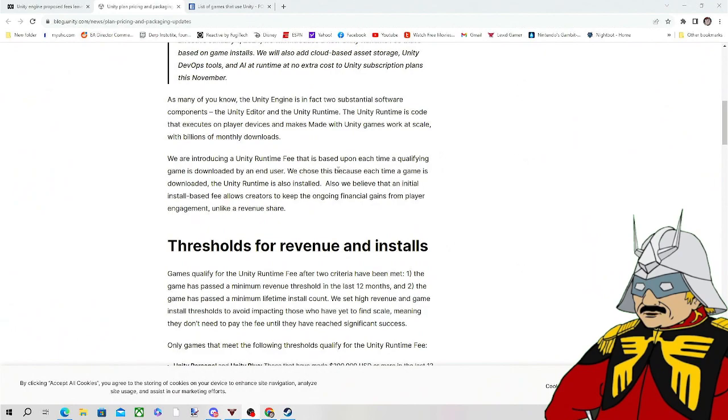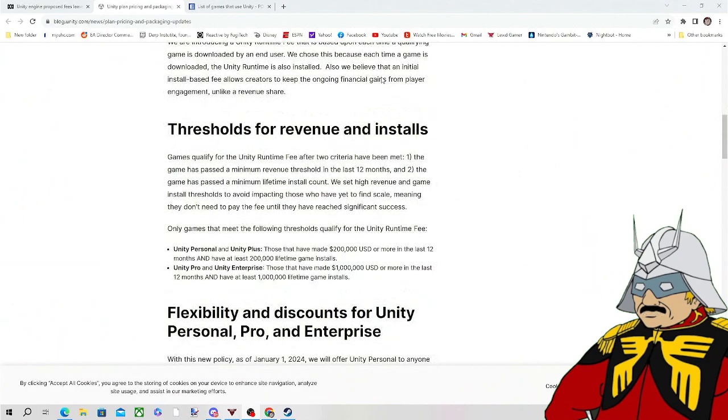We chose this because each time a game is downloaded, the Unity runtime will also install. We also believe that the initial install-based fee allows creators to keep an ongoing financial gain from players' engagement, unlike the revenue share. The thresholds for revenue and installs. So they're basically going to try to charge every time someone downloads. So this is kind of what they're saying.